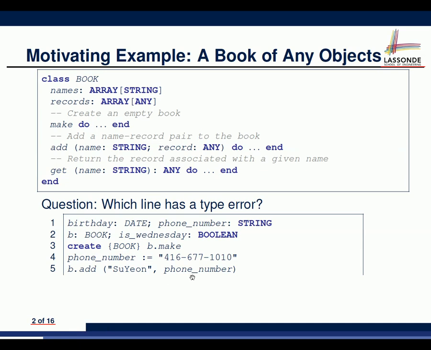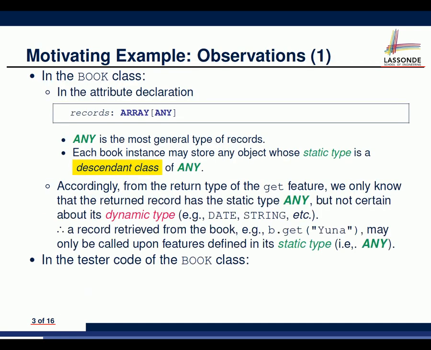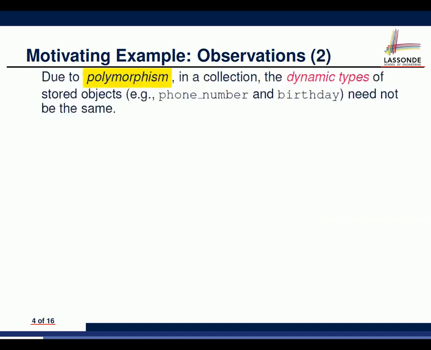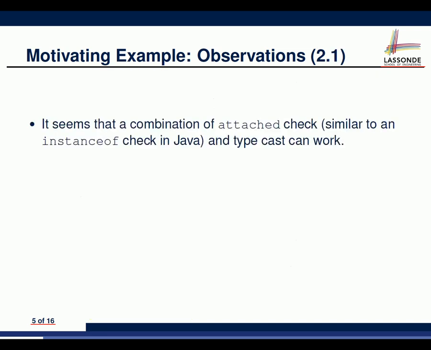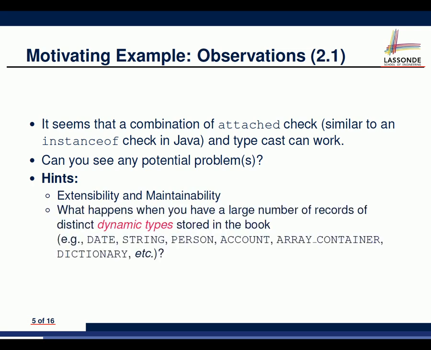So compilation-wise, it's okay. But the problem is, if you look at what's the dynamic type for that, if you go back to the very first slide over here, you can see the way we added the record for Suyan is simply a string. So that means dynamically speaking, you're casting a string into a DATES. A string dynamically simply cannot meet the expectation for DATES, so it's going to crash. Good. Okay, given that, let's make things a little bit more general.